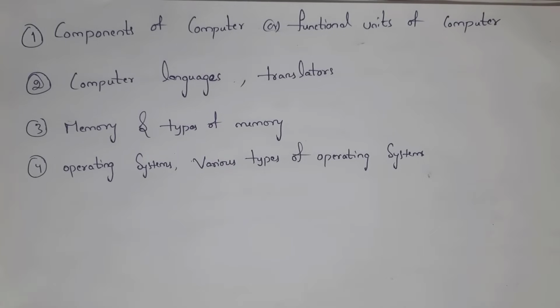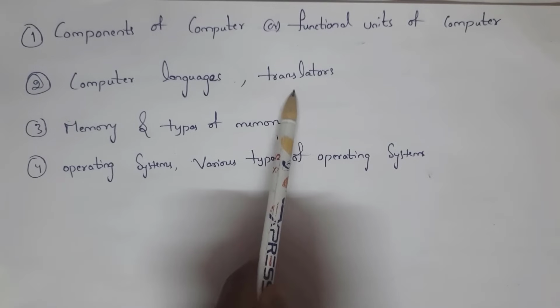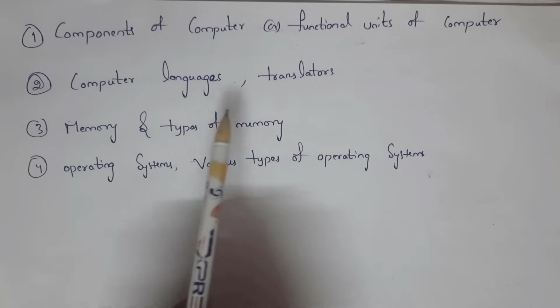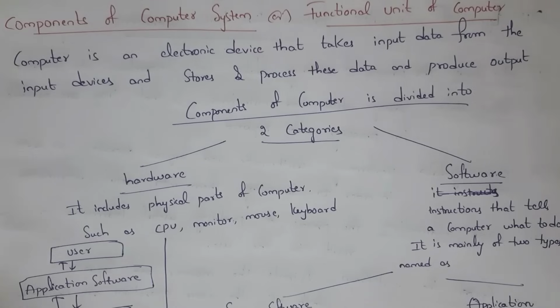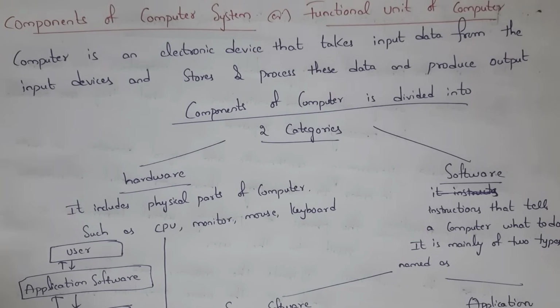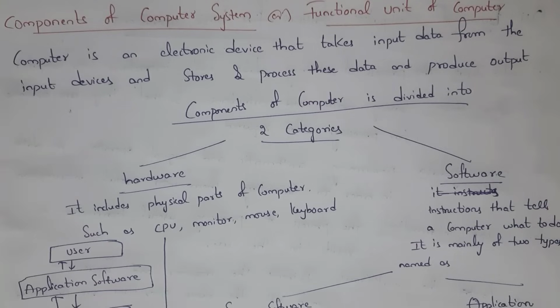At first, I will explain components of computer, computer languages and what are translators, and also I will explain what is memory and various types of memory and what are operating systems and various types of operating systems. At first I will explain components of computer. We also call these components of computer as functional units of computer. Before that, let me explain what is computer.